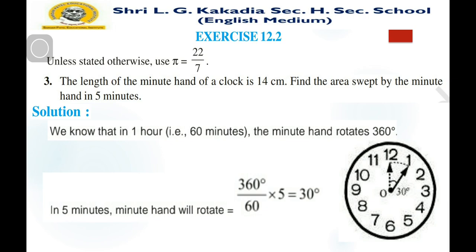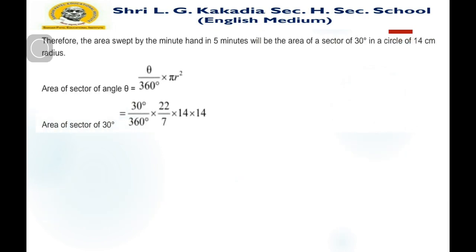So we have the angle subtended at its center. Now we can find the area swept by the minute hand. Therefore the area swept by the minute hand in 5 minutes will be the area of a sector. As you can see, the minute hand covers the area of a sector. So the area of the sector of 30 degree in a circle of 14 centimeter radius: area of sector of angle theta is equal to theta by 360 degree into pi r square, that we know.